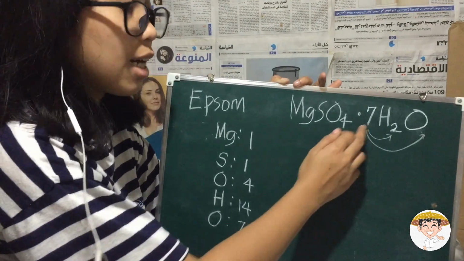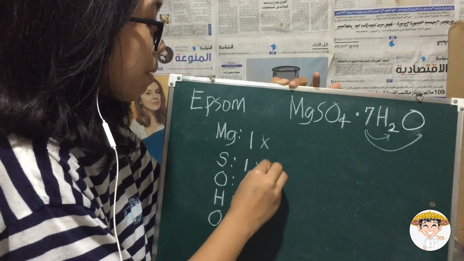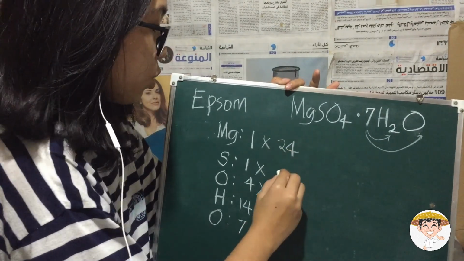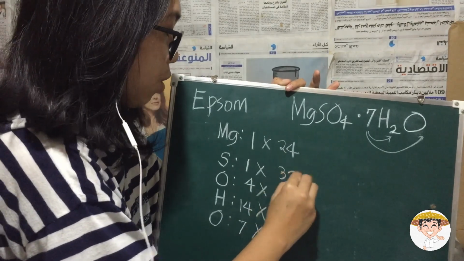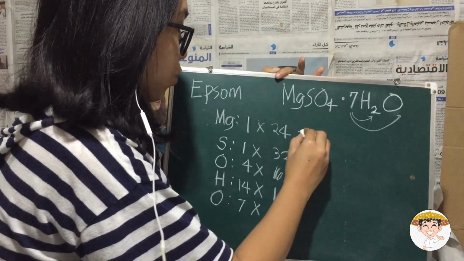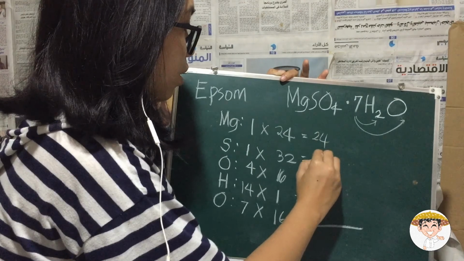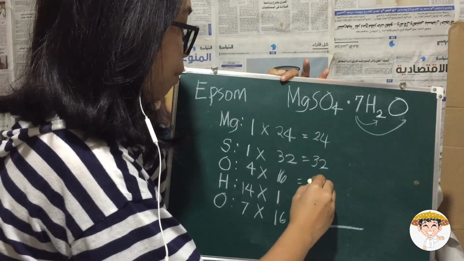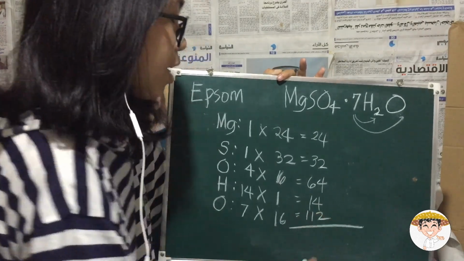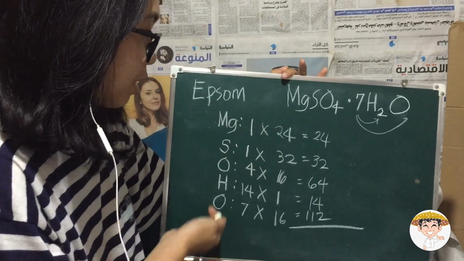Okay? That's how the coefficient is used. Now, this number of atoms that we got, we are going to multiply it with their atomic mass. So, magnesium, we have 24. Sulfur, we have 32. Oxygen, 16. Hydrogen, 1. Oxygen, 16. Okay, see? So, get the products. We have 24, 32, 64, 14, and 112. Then get the sum, the total of the products of these elements.